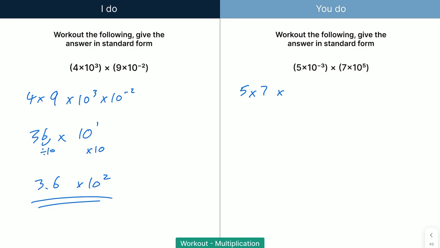And again, hopefully you've pressed pause and had a go at this example here. So that will give me 7 times 5 is 35. And minus 3 plus 5 would give you squared there. And then again, to get it into standard form, divide this side by 10, times this side by 10, to do the opposite there. So that is times 10 cubed.